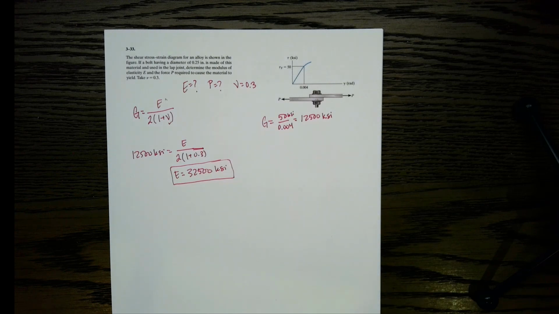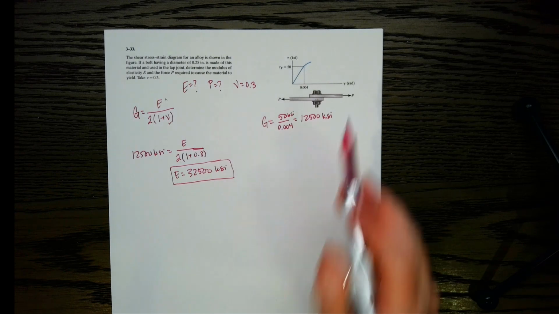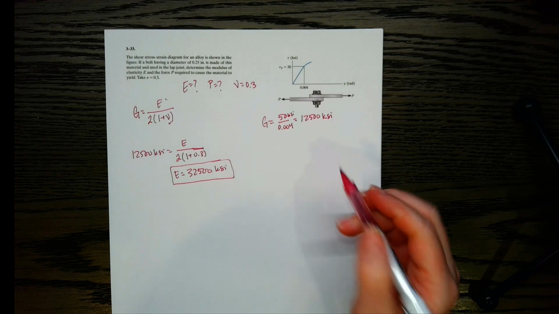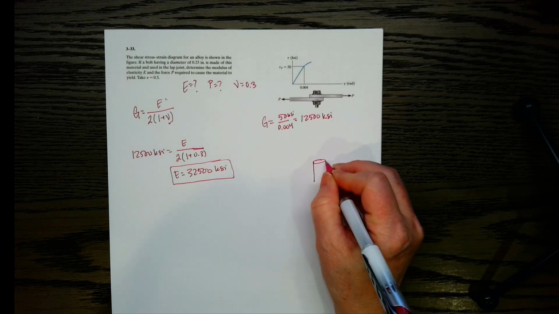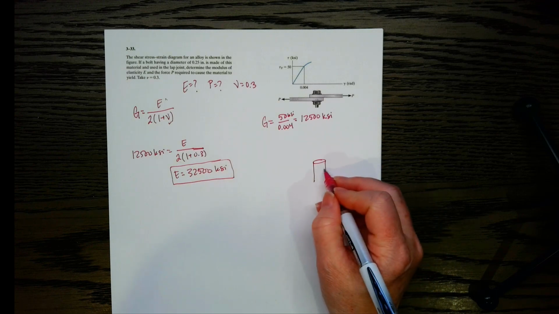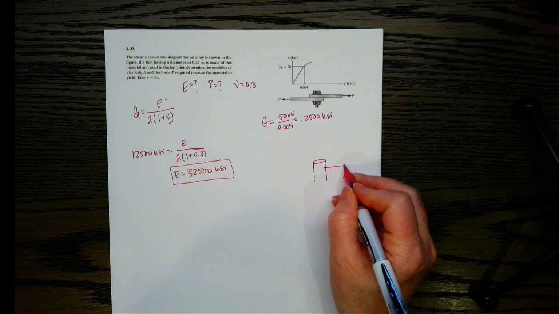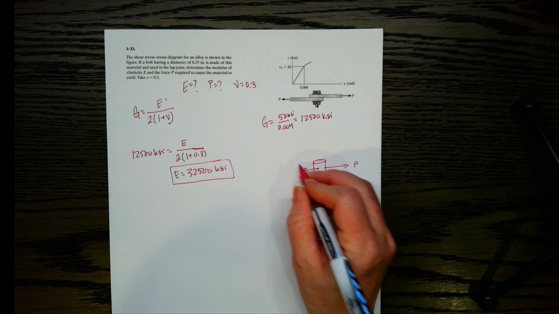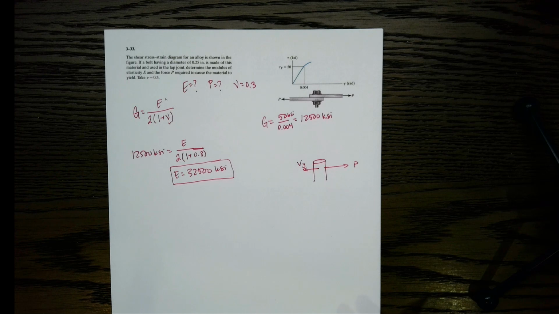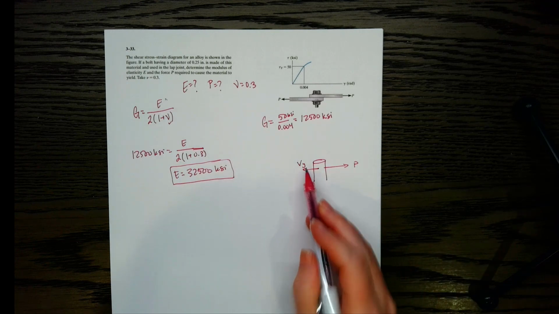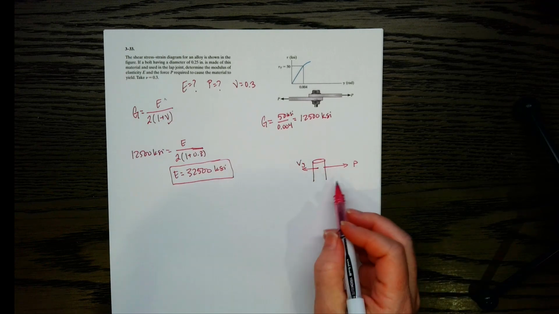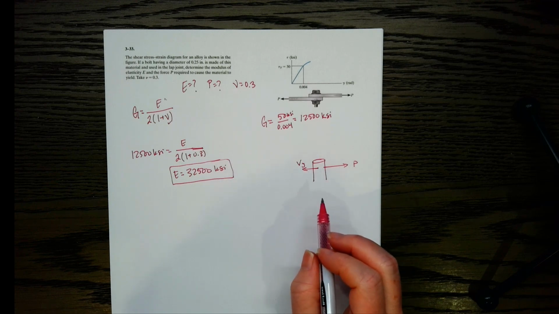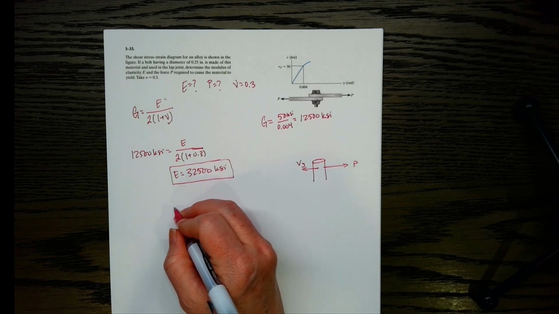Next, we want to find the force P. We can see the force P is here. So let's draw a diagram of that bolt. We've got the force P being applied here, and that's going to cause a shear, so we're going to have a Vy there. I'm not sure why I called it Vy, but that's what I called it. Y I assume means yield. Let's go ahead and find that force.